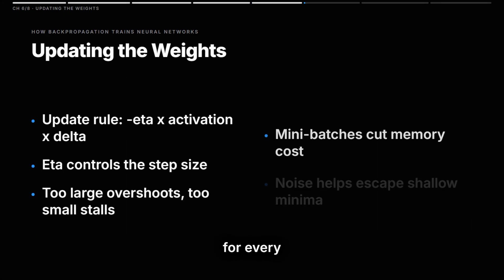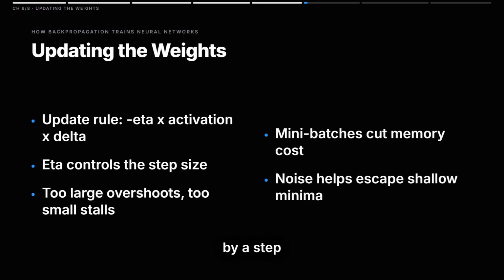With gradients computed for every weight, each one gets updated by a step in the direction that reduces the loss. The update rule is the change in weight w_ij equals negative eta times the activation o_i times delta_j, where eta is the learning rate, a positive scalar you set before training. You subtract the gradient because you want to move downhill on the loss surface. Too large a learning rate and steps overshoot the minimum, too small and progress stalls.